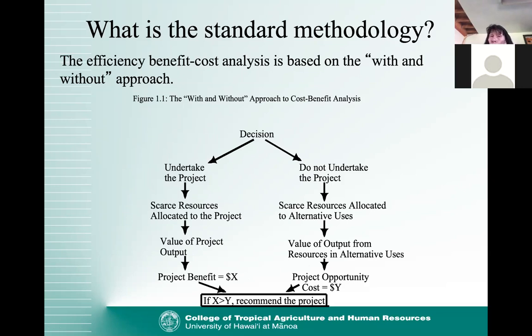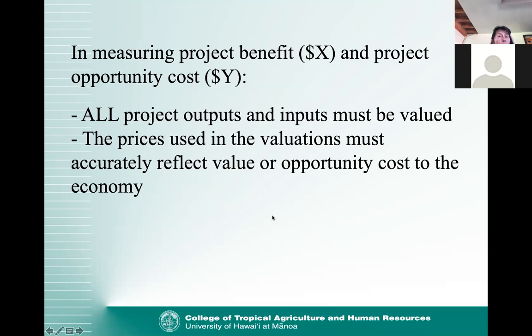So again, back to this little drawing, because we're doing the with and without, and so we need to value the output of the project. And we need to value the output that we would get if we would use those resources doing something else. And can you imagine how hard this is? This is why we're having this discussion. I have nothing but sympathy on this one. Okay, so in measuring the project benefits, which is X, and the project opportunity cost, right, which is the cost, all project outputs and inputs must be valued. The problem is to get accurate numbers. This is our big challenge, and this is what is going to drive you to distraction in this chapter.